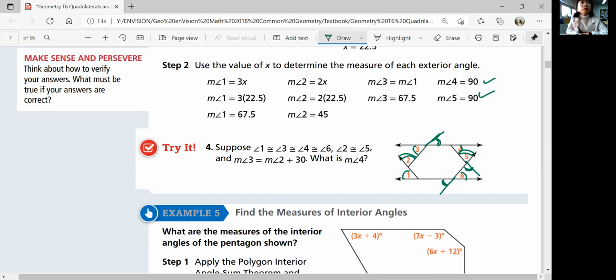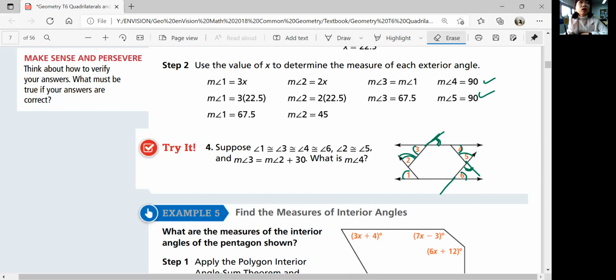Okay, so you know that they all have to add up to 360 degrees, right? So let's say angle 1 is x, 3 is also x, 4 is also x, 6 is also x. So that's 4x, plus 2 and 5 are going to be congruent, but 3 is, wait, let's go the other way. I'm sorry. It's going to be easier if we say x is 2.